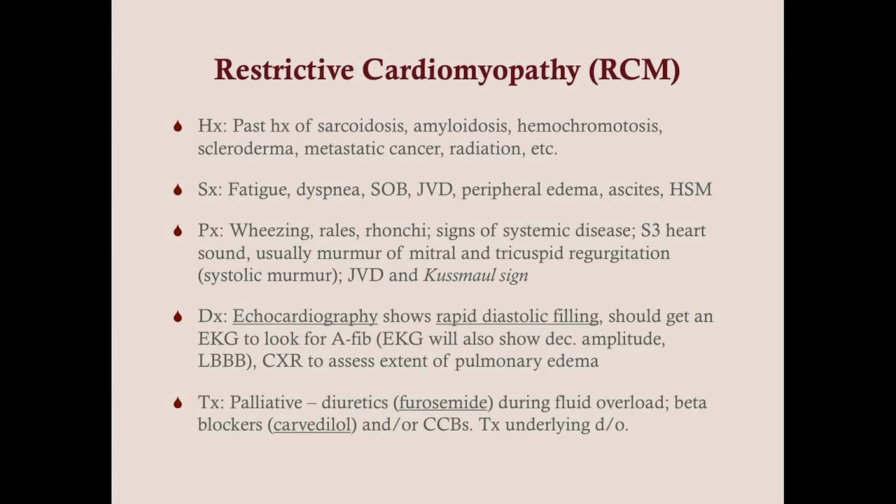Sarcoidosis would be an infiltration of granuloma. Amyloidosis would be an infiltration of amyloid protein. Hemochromatosis would be an infiltration of iron. Scleroderma would be an infiltration of collagen. Metastatic cancer would be an infiltration of tumor cells, and radiation would just cause direct physical damage and healing, which didn't cause the quote-unquote infiltration.